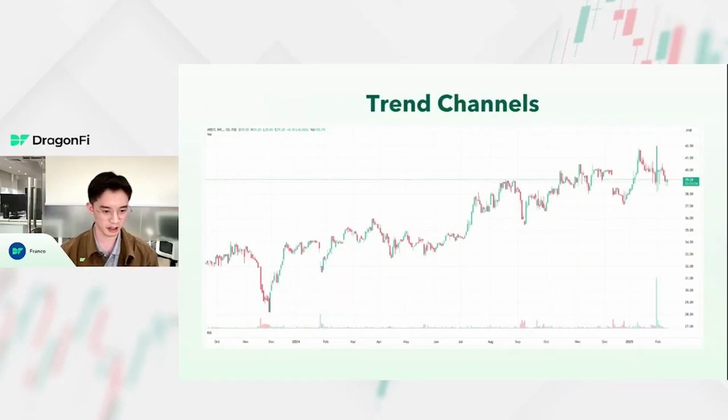So here's an example of an upward channel. It's AREIT. Here we have, for example, a low here, a high.